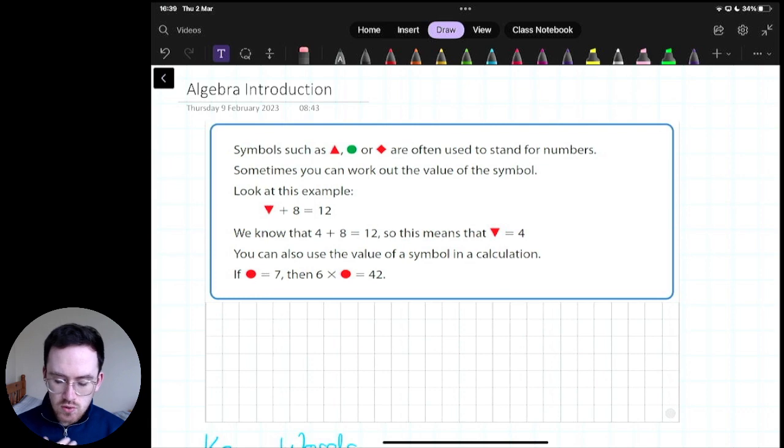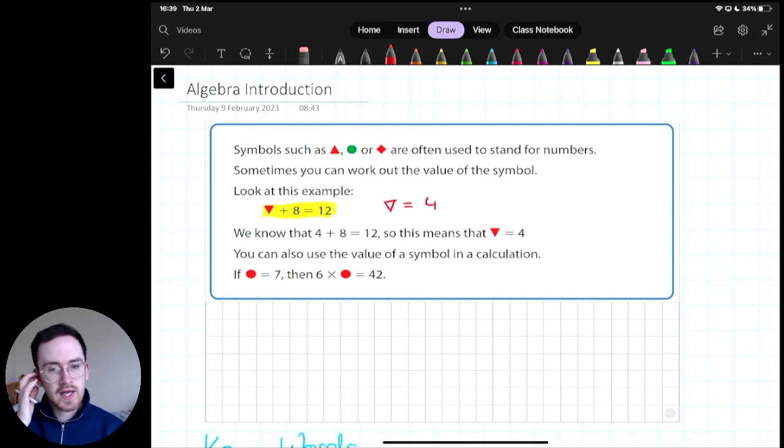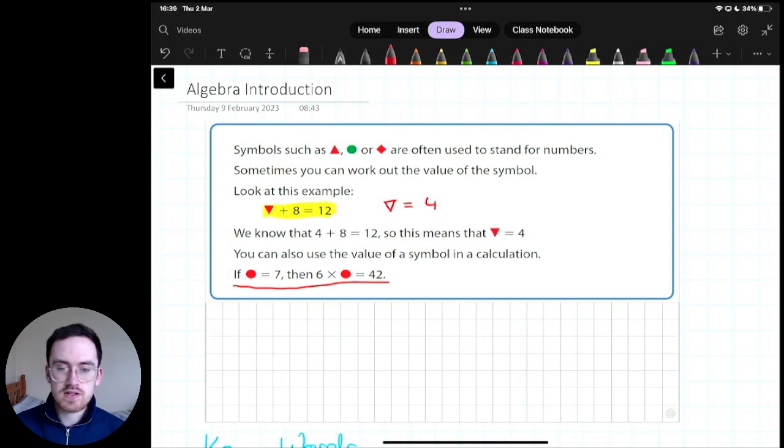Okay, so you should be kind of familiar, I should have seen before, symbols like this. We might have seen sums like this one here, where it's triangle plus 8 is equal to 12. And we just work it out by saying, okay, something plus 8 is equal to 12, so then the triangle must be equal to 4. Okay? And then we can use that in other sums. So if you were told, like down at the bottom here, circle is equal to 7, then 6 multiplied by circle is going to be the same as 6 multiplied by 7, and that's 42.